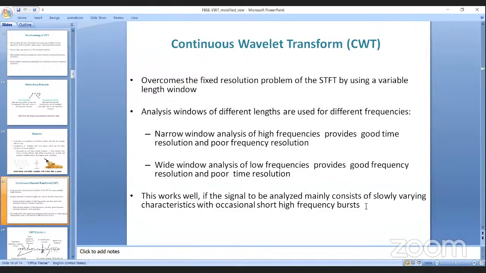Wavelet based transform works well if the signal that we want to analyze contains both kinds of frequency components, low frequency components as well as high frequency components. For low frequency components, you can have different kinds of scales, and for high frequency components, you can have different kinds of scales. If the signal components have either low frequencies or high frequencies, then STFT is a good choice.